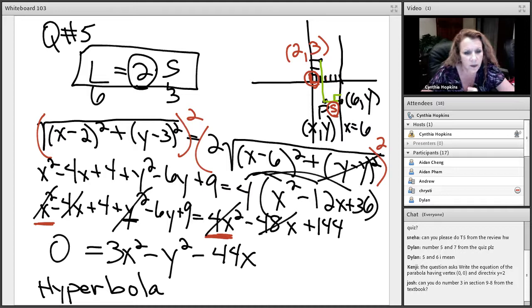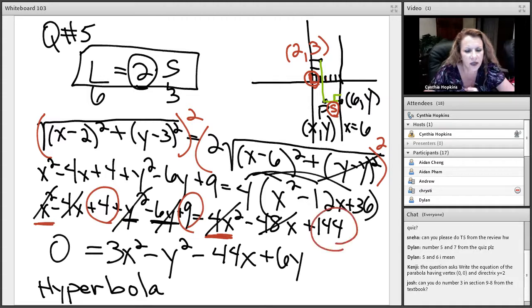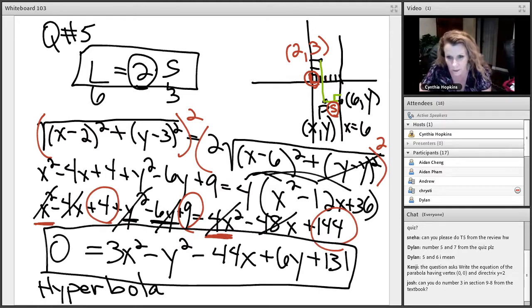Okay, next I want my y's, and so I'm going to take this only y, this negative 6y, and add it. So I get plus 6y. That one's gone. And now I'm going to look at what's left. I have a plus 4 and a plus 9, and on this side a plus 144. So that 13 on the left side, I need to subtract 13 from both sides, and so I get plus 131. So this is my equation, and we already said that it was a hyperbola. Okay, there you go. Okay, Dylan, that was number 5.